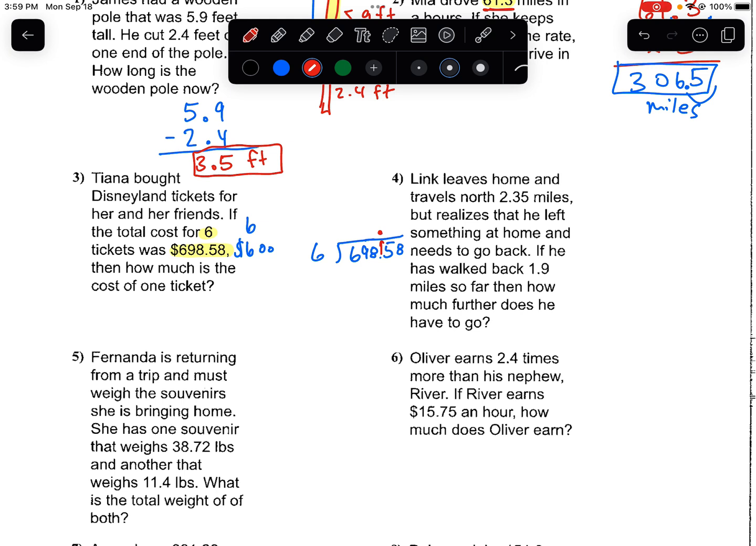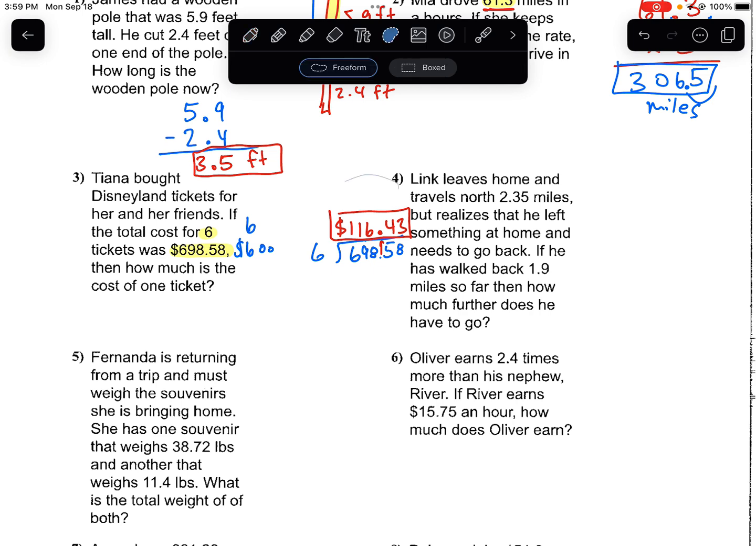So I'm going to cut to the chase and divide by 6. If you ended up dividing properly, you should have gotten 116.43. That is how much each ticket costs.